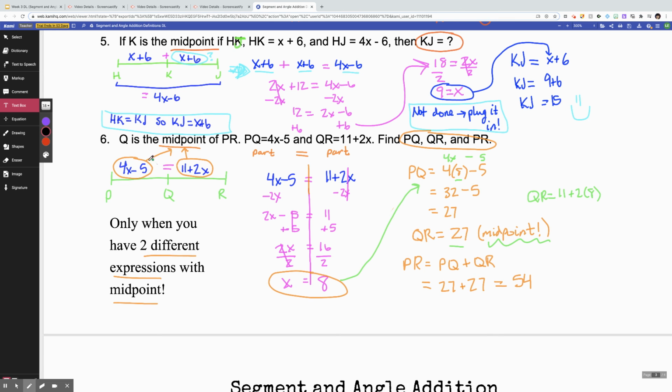And then PR is the whole thing. So this is where you use your part plus part equals whole. That's where that comes back in, right? So I have 27 plus 27, which is 54. Or you could have done 2 times 27 because there's 2 of them, and you would have gotten the same answer. All right, you all, so that is it for this video with practice problems for segment addition.